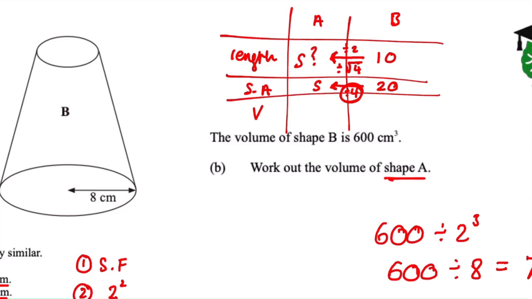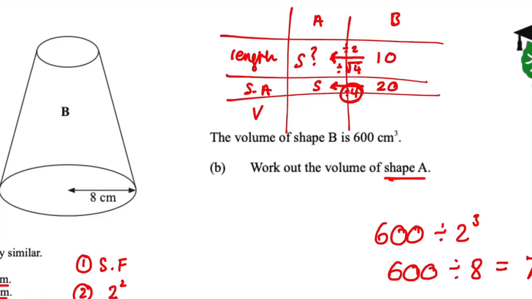5 to get to 20, you multiply by 2 squared, which is 4. So 5 times 4 is 20. Okay, so that makes sense over there. That shows that it's correct. So for surface area, we're dividing by 4, going right to left.